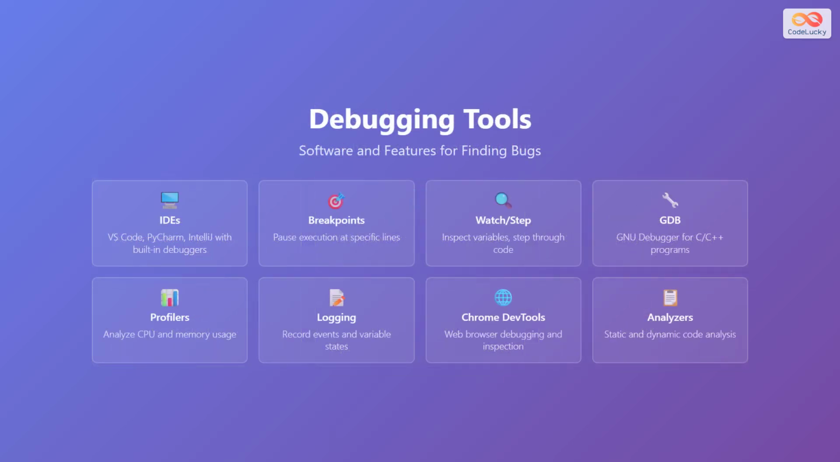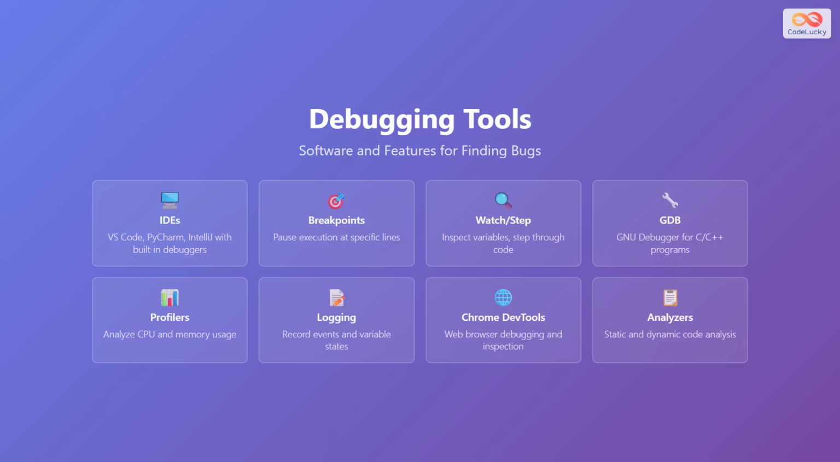Modern development environments provide powerful debugging tools. Integrated development environments like VS Code and PyCharm have built-in debuggers. Breakpoints let you pause execution at specific lines to examine program state. Watch and step features allow you to inspect variables and move through code line by line.